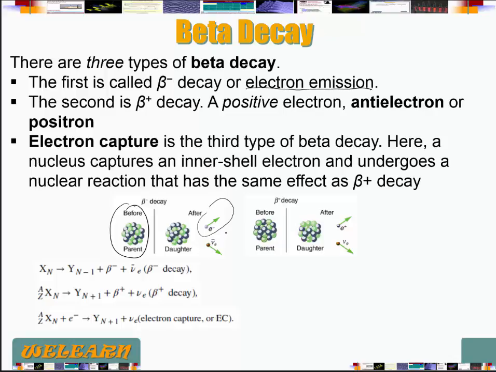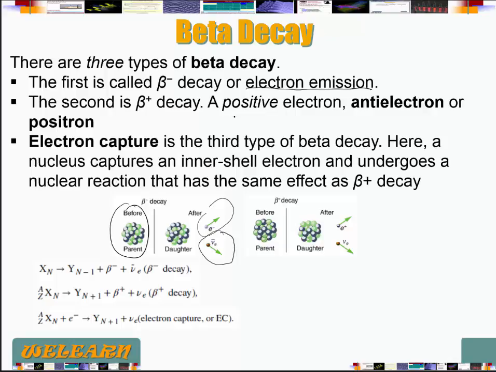Now, in addition to that, to have conservation of momentum and conservation of energy, we have what we call an anti-neutrino. We'll talk a little bit more about that, but not much really, a little later. So that's the first type of beta decay.